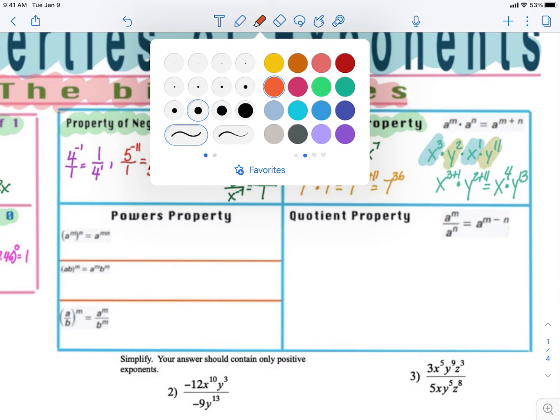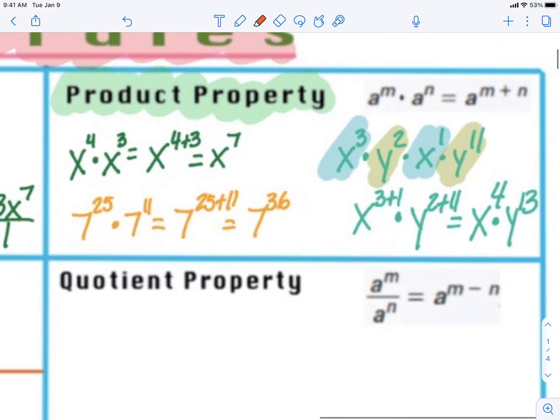First, I'm going to highlight here Quotient Property. Quotient means division, the answer to a division problem. So if you say, what is the quotient of 4 and 2? That means 4 divided by 2 is 2. What is the quotient of 6 and 3? 6 divided by 3 is 2. Quotient means to divide.